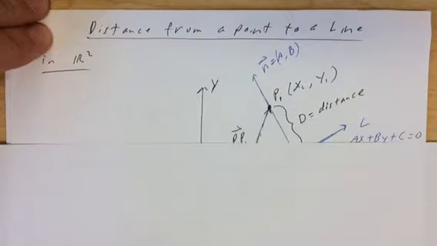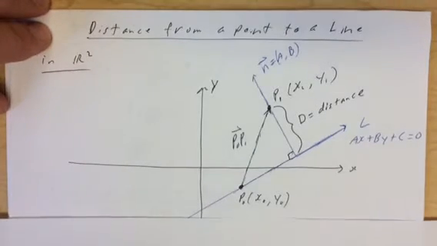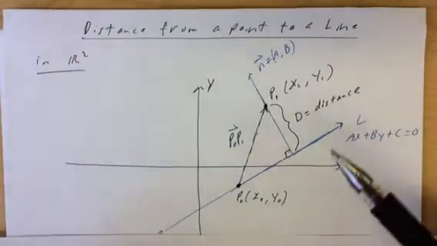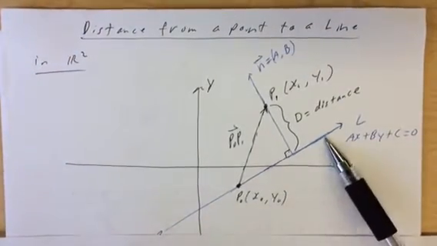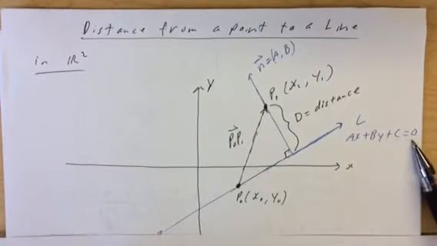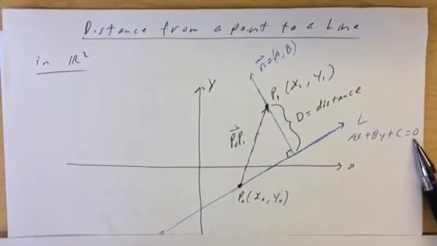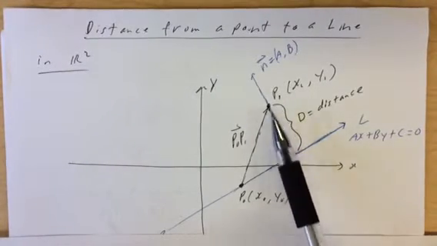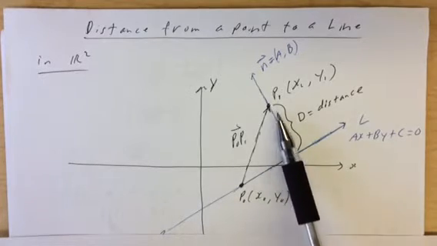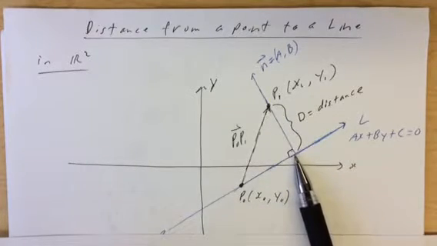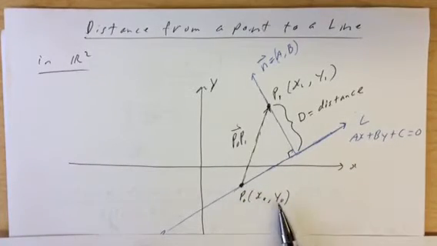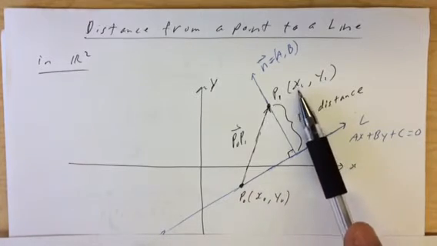First, here's the diagram, already drawn. Line L is given, Ax + By + C = 0, so that's in 2 dimensions. We're going to call the distance from the point to the line D. It's a perpendicular distance, because that would be the shortest distance. There's some point P0 on the line, let's call it (x0, y0), and the point you want to find the distance from is (x1, y1).